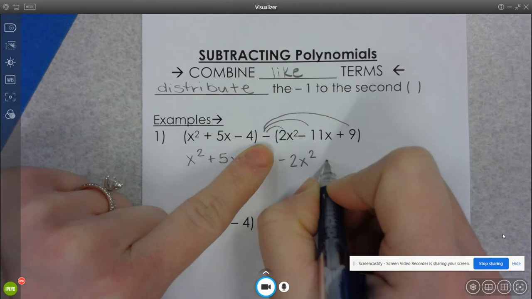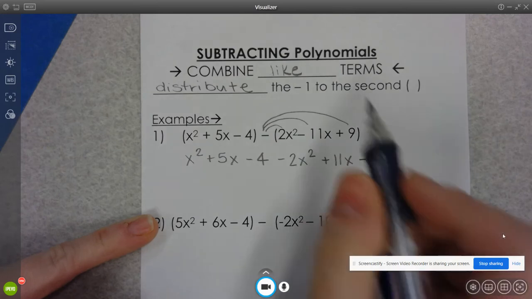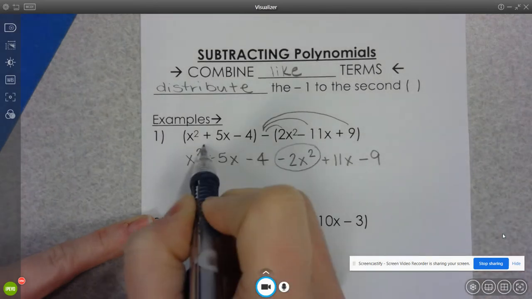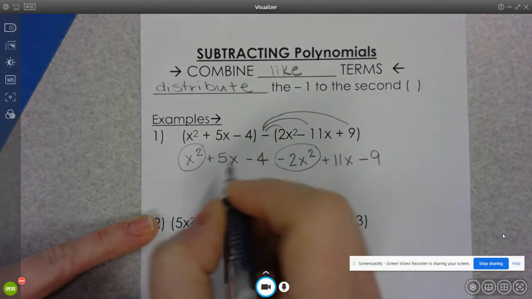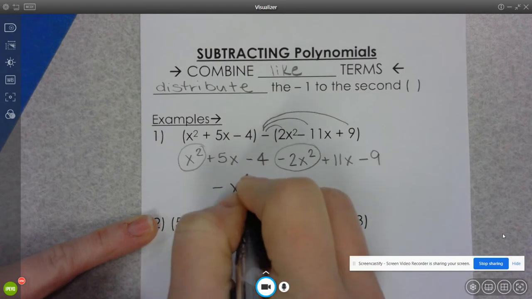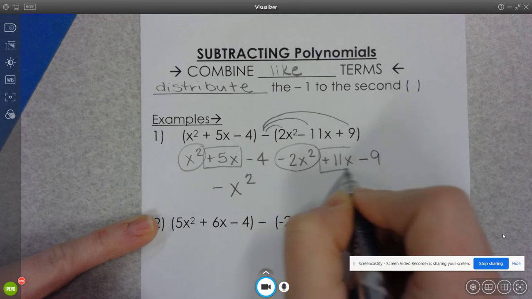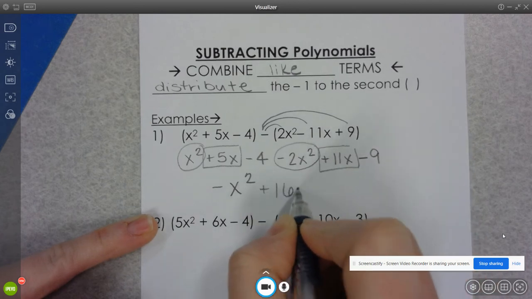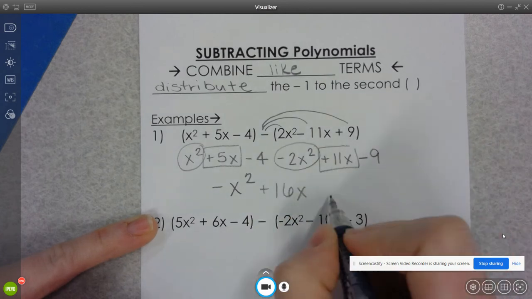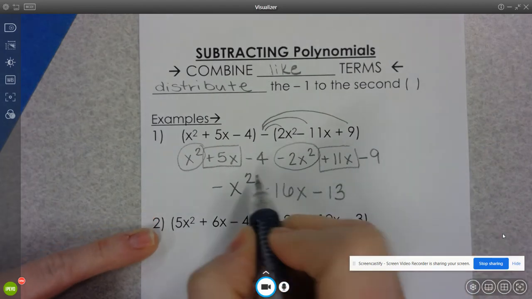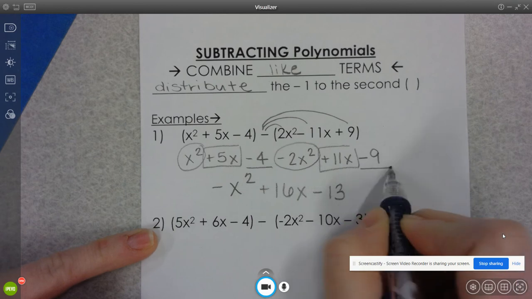And my computer will unfreeze itself in just a moment. Now that I've distributed the negative, I can go ahead and combine my like terms. So that'll give me negative x squared plus 16x minus 13 for the constant because I have negative 4 and negative 9.